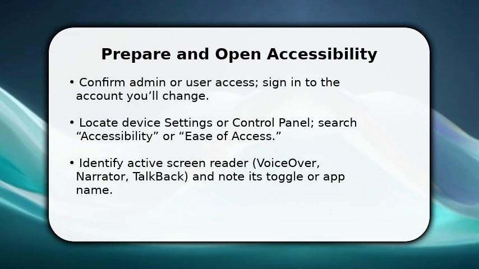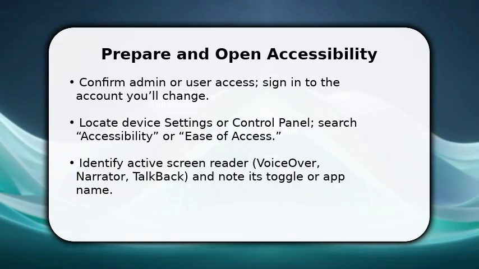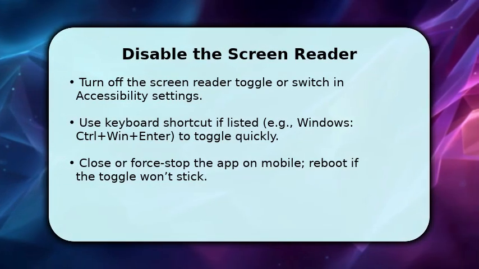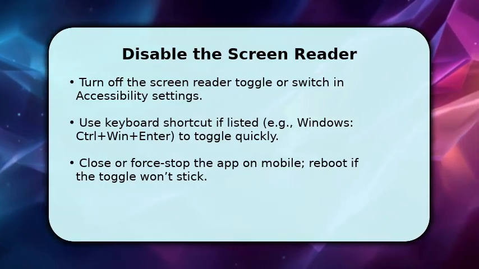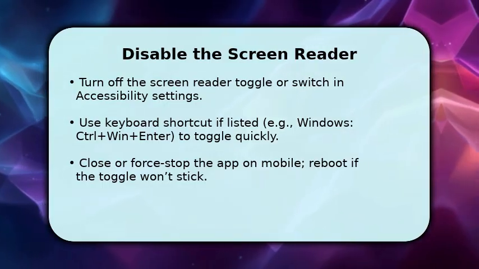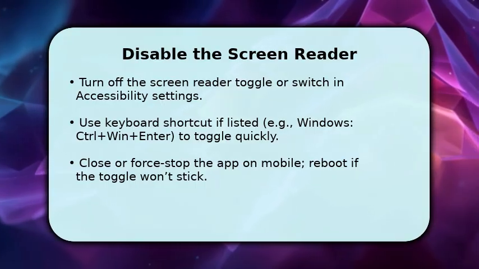Now disable the feature directly. Flip the screen reader toggle off in accessibility or use the documented keyboard shortcut. For Windows, check Control plus Win plus Enter. For Mac, use Command plus F5. And for Android, use the accessibility shortcut. If it's a separate app, open App Settings and stop or uninstall it. Make sure to apply or save changes.